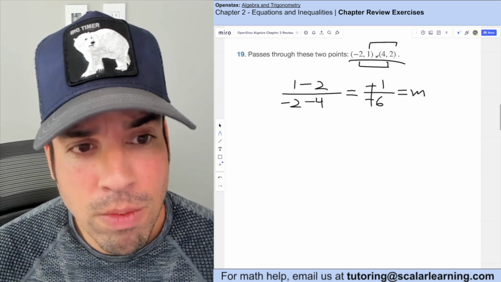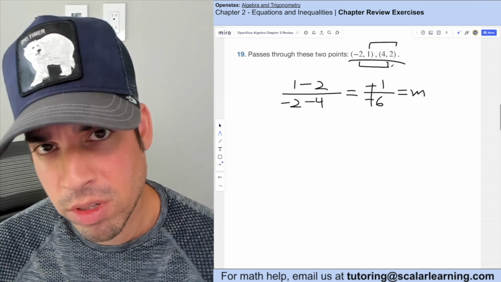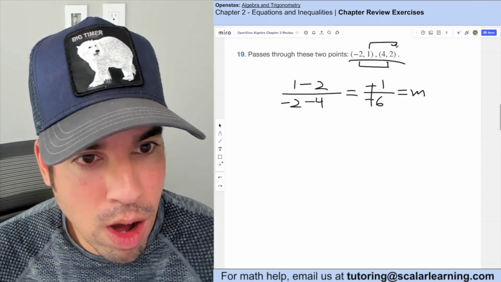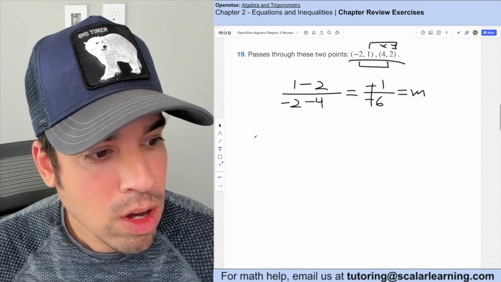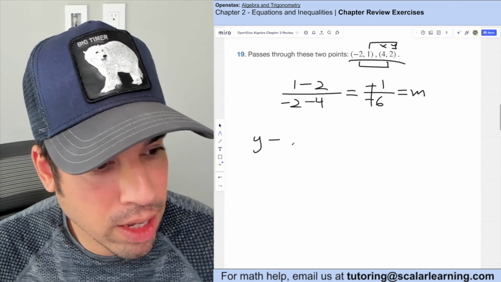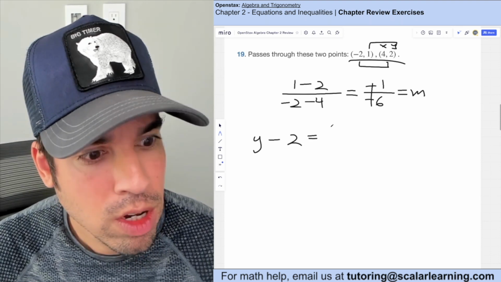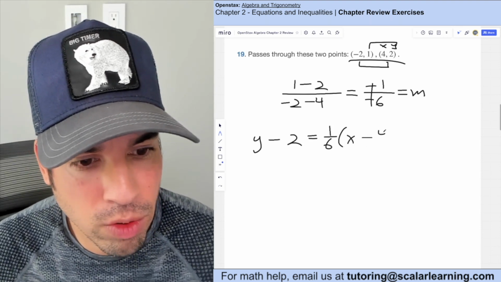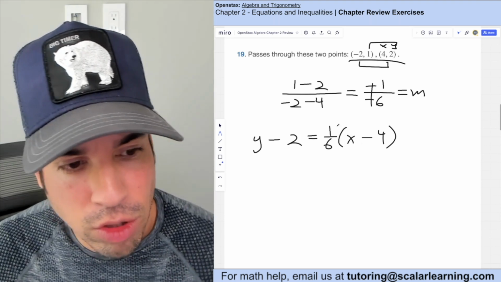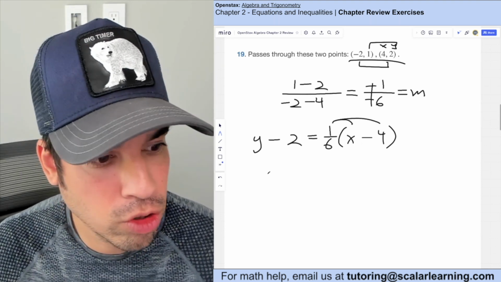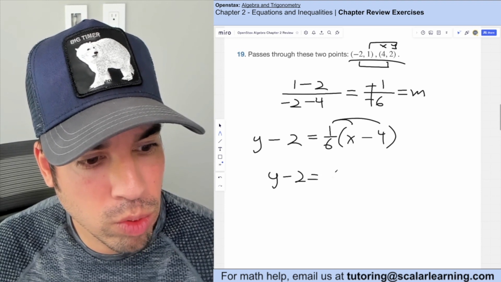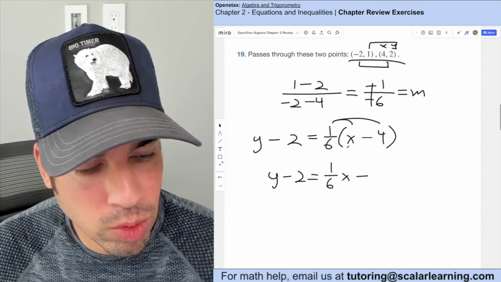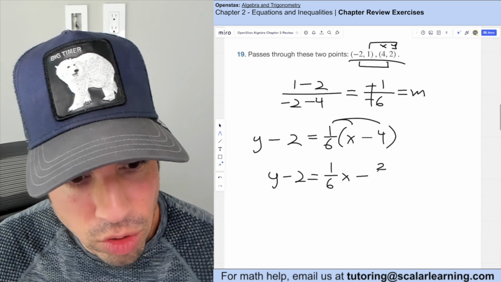Now, in point slope, I'm going to arbitrarily choose one of the points to create the equation. So I'm going to use the second set of points, and that's going to be my y and my x that I'm going to use. So I'm going to say y minus that y value, or y1, which is 2, equals slope of 1/6 times x minus that corresponding x value of 4. Now to put this into slope-intercept form, we'll go ahead and distribute. We get y minus 2 equals 1/6 x minus 4/6, right? 4 times 1/6 is 4/6. I'll reduce that to 2/3.